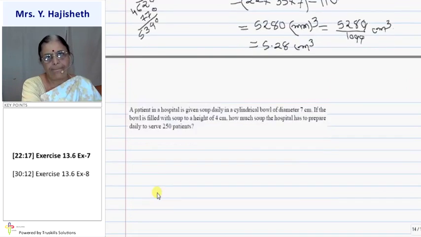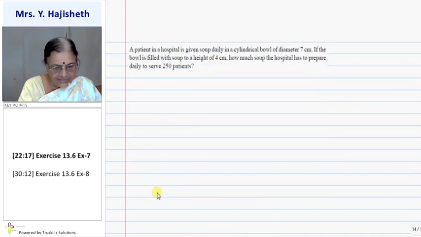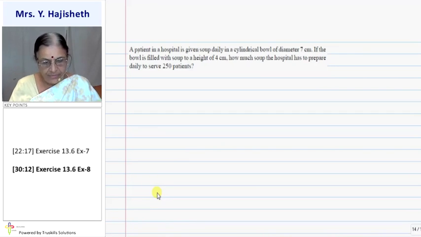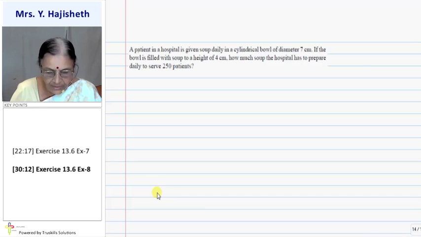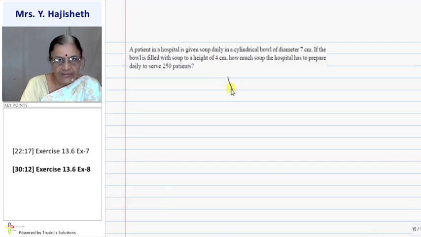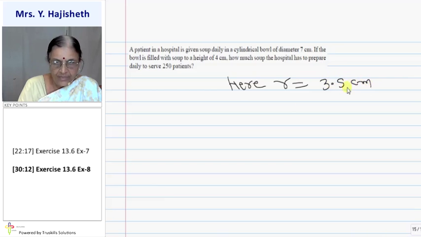Okay, I have done the multiplication also. And the last sum of this exercise: a patient in a hospital is given soup daily in a cylindrical bowl of diameter 7 cm. If the bowl is filled with soup to a height of 4 cm, how much soup does the hospital have to prepare daily to serve 250 patients? First, what is given here? Here R is given 3.5 cm and height is given 4 cm.